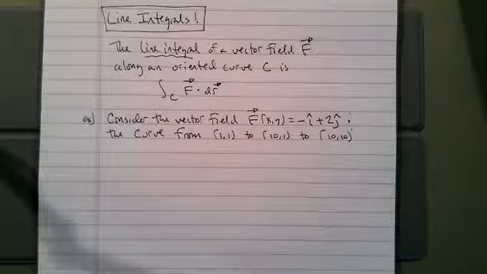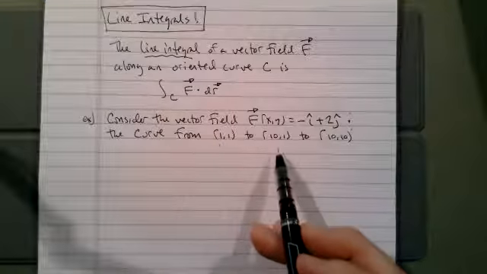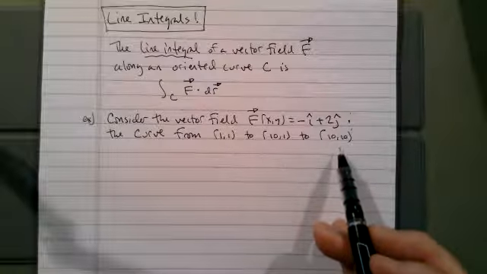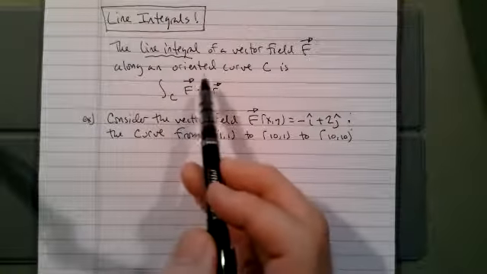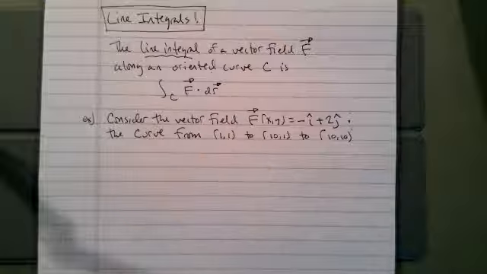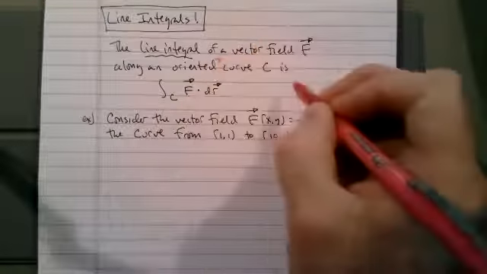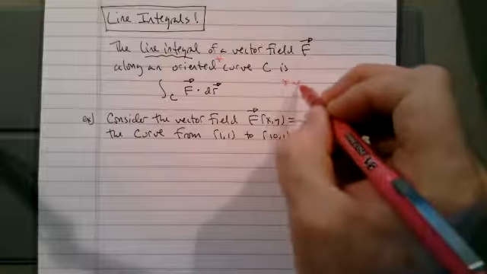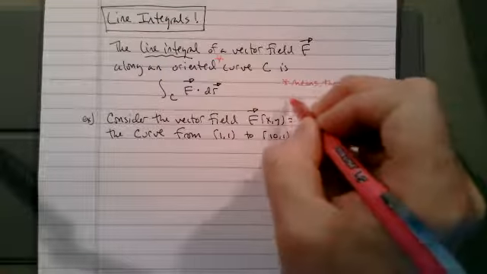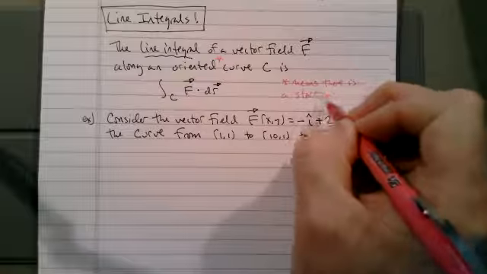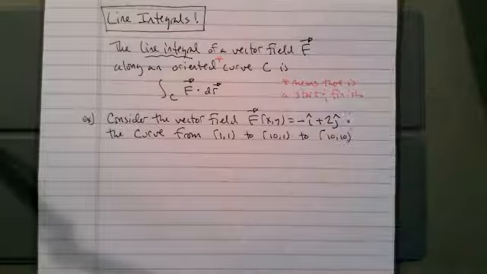All right, so notice that the curve, I'm saying it starts off at 1, 1, goes to 10, 1, and then goes to 10, 10. So there's a direction on the curve. This is an oriented curve. It has a direction. So when we talk about an oriented curve, that just means that there's a start and a finish.